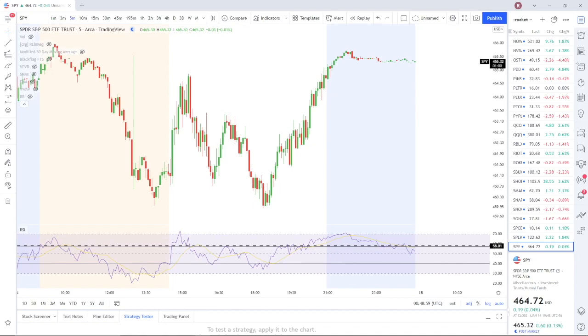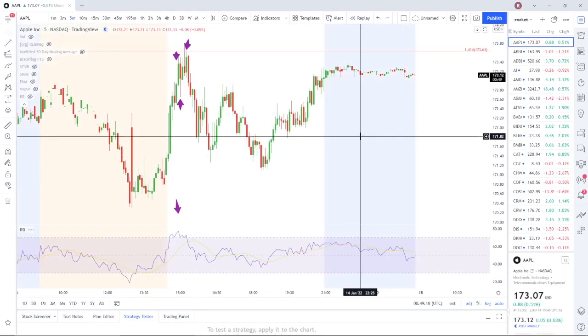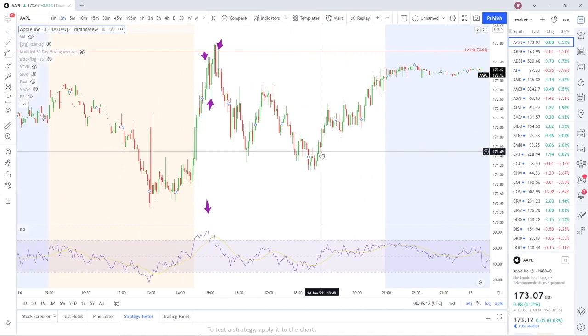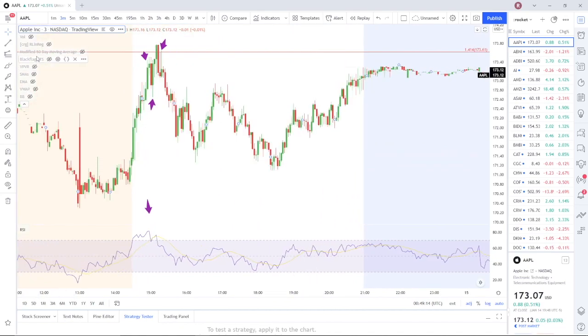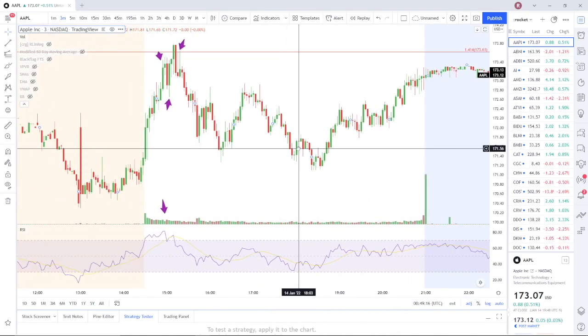I'm going to start moving to some examples so we don't just look at SPY. Bonds and SPY, sometimes they run inverse, sometimes together. That's an interesting mix. I kind of want to bring up another chart. So here's an Apple chart from today so we can observe.